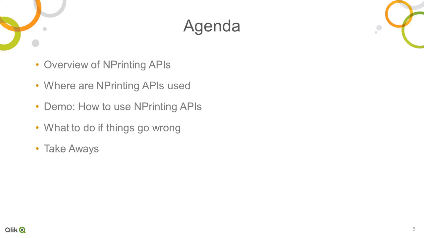This is the agenda for today's session. First, we're going to have an overview of the APIs, the definitions, what they can do, what they cannot do, those kinds of things. Then we will see some applications where NPrinting APIs are being used. After that, we will look at two examples to demonstrate how the NPrinting APIs can be used. Together with the demo, we will also look at those things that can go wrong and how you can detect them. Then in the end, we will summarize the session with some key takeaways.